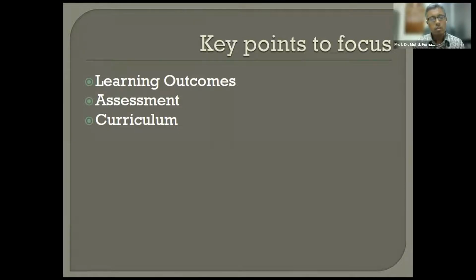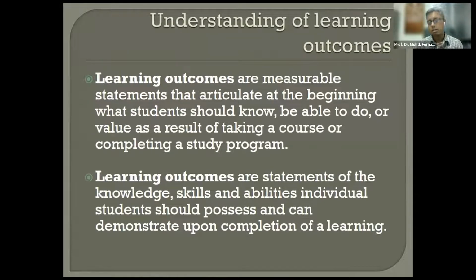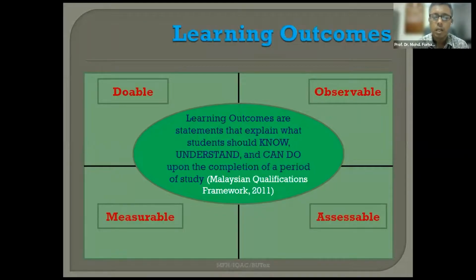You know, learning outcomes is just what we are expecting from a student. That means how a student will perform and how a student can behave in a situation. And these things are identified as doable, observable, measurable, and accessible. These four components of learning outcomes we are expecting from our graduates.